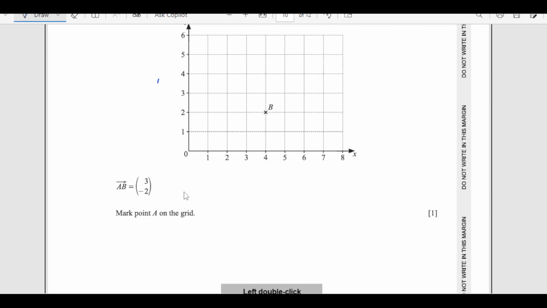So from here the movement is 3 units in x, so we are going to make it minus 3 and plus 2. Minus 3 means going 3 units to the left, so 1, 2, 3 units here. Then 2 units above, so 1, 2. So this is going to be the point, and we can label it as A.